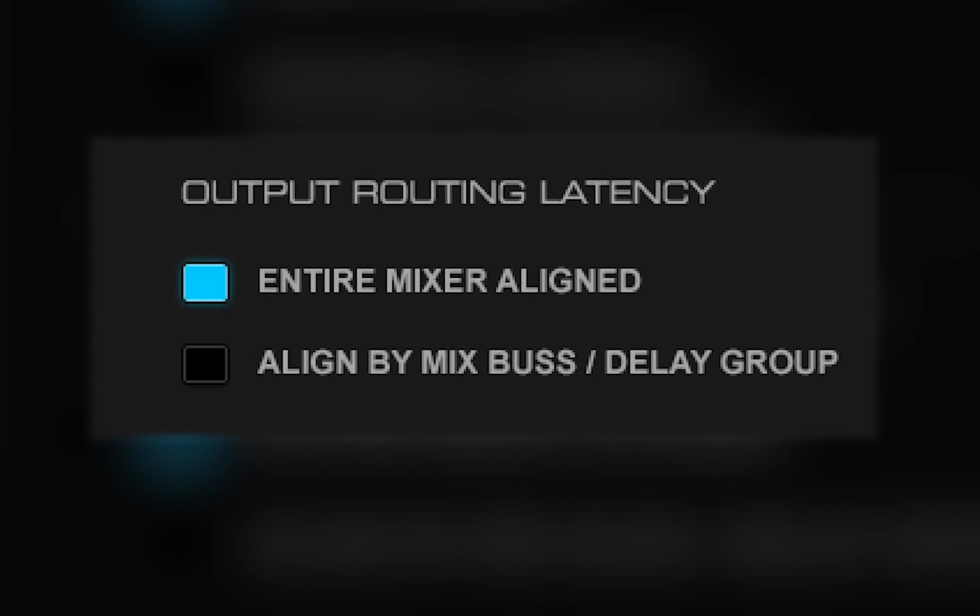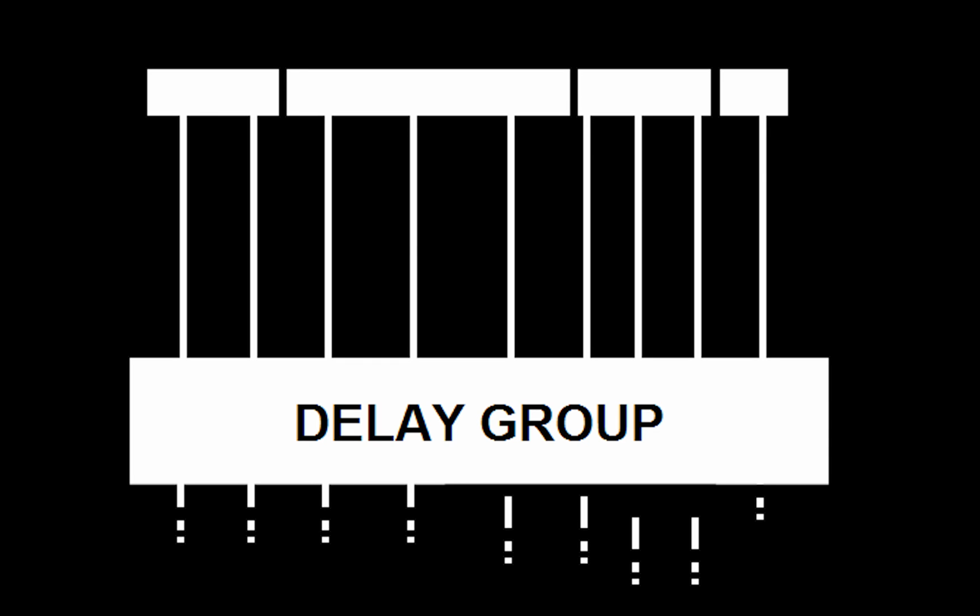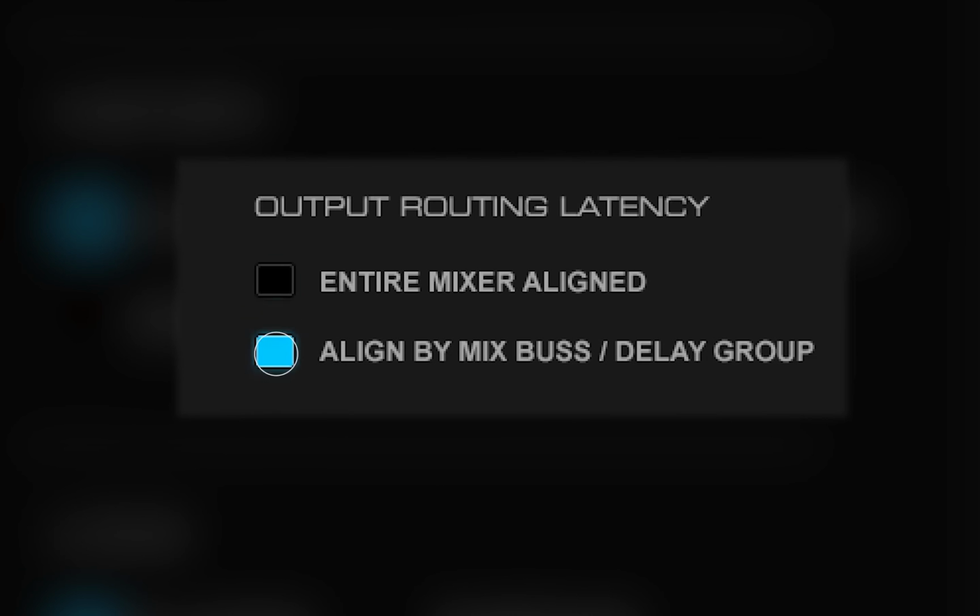The output routing latency section sets alignment behavior of the output IOs. There are two options. Entire mixer aligned sets the whole mixer to one common delay group. All outputs will be latency aligned. There are no separate delay groups. Aligned by mix bus delay group enables up to 16 user-definable delay groups, each of which can have separate delays. Every group is aligned internally. Watch lesson 6.5 to learn more about delay and delay compensation.